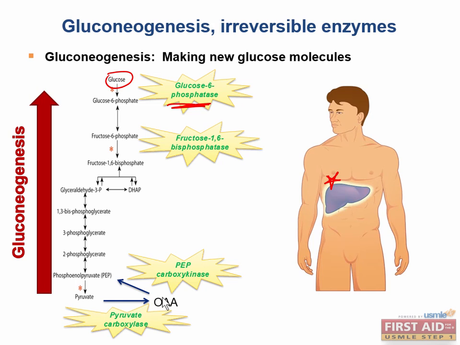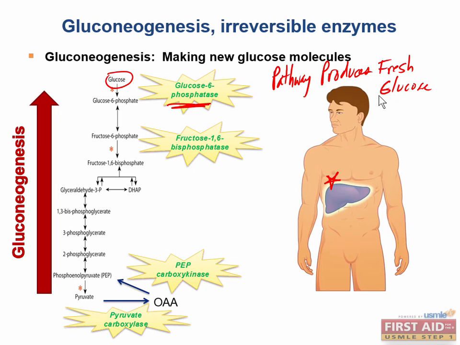Just remember that the gluconeogenesis pathway produces fresh glucose, where the first P is going to stand for pyruvate carboxylase, the second P is going to stand for phosphoenolpyruvate carboxykinase, the F is going to stand for fructose 1,6-bisphosphatase, and the G is going to stand for glucose 6-phosphatase.